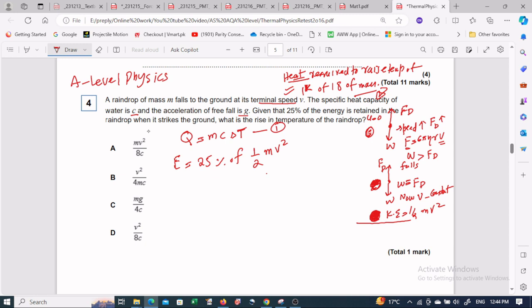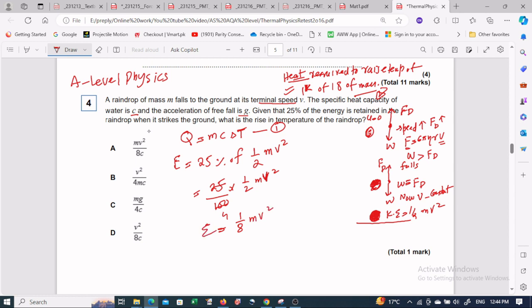So first we find the 25% of this kinetic energy. If we want to find any percentage, we just multiply and divide by 100. 25% of this value is equal to 25 multiplied by this value divided by 100. We just solve and we get 1 over 8 mv square. This is equation 2.